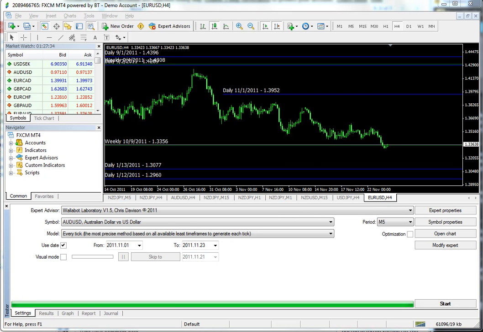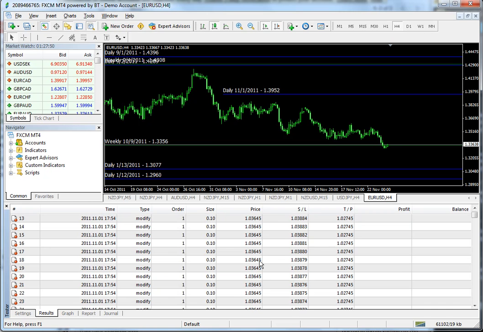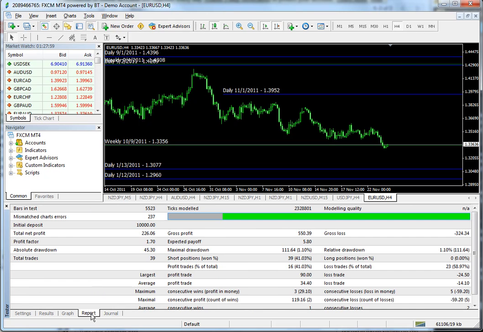Well, we're back, and the Wallabot has made a bunch of trades. Let's look at the graph first. So it did make money. The Wallabot was able to profit, and it had a reasonably stable equity curve over that period of time. Here's all the trade results. Bunch of trade modifications. I have no idea why it's modifying. Oh, it's trailing the stop, so it's making a lot of modifications to the trades.